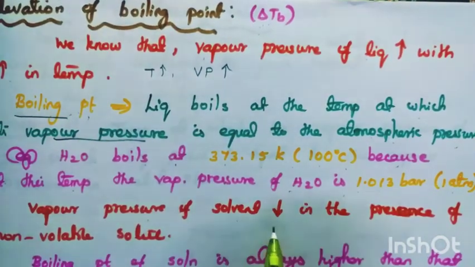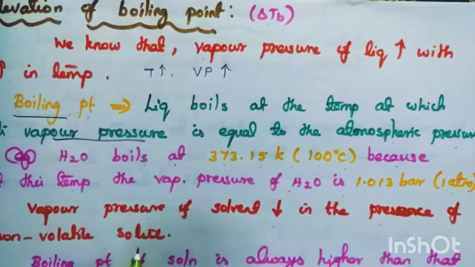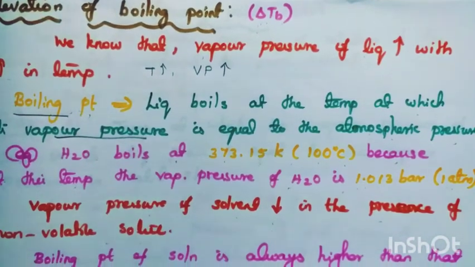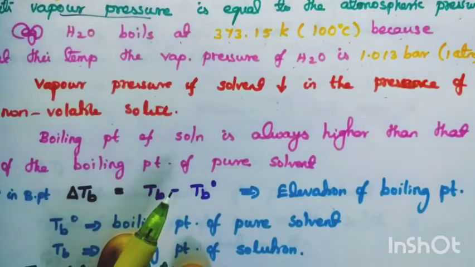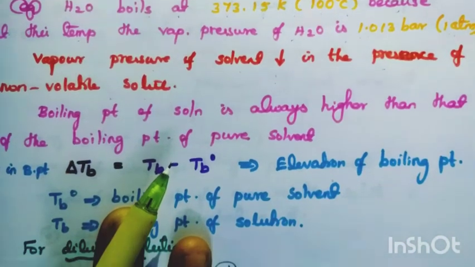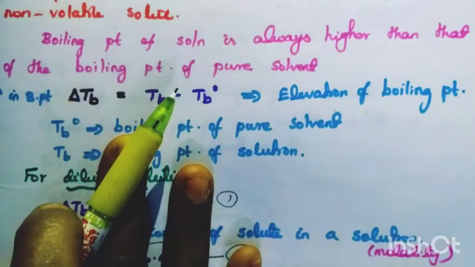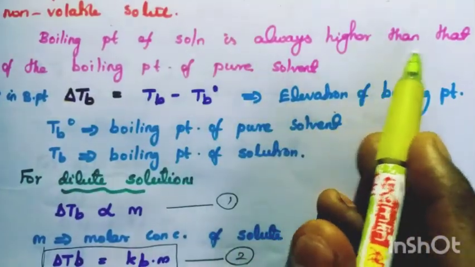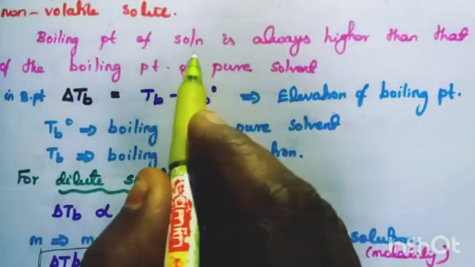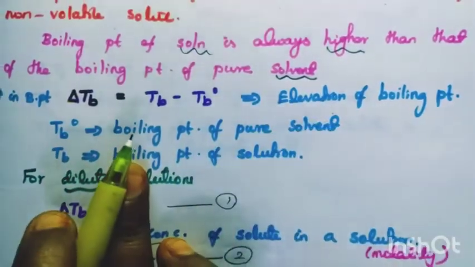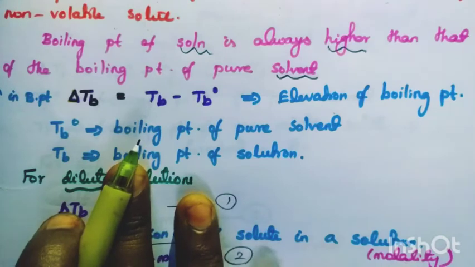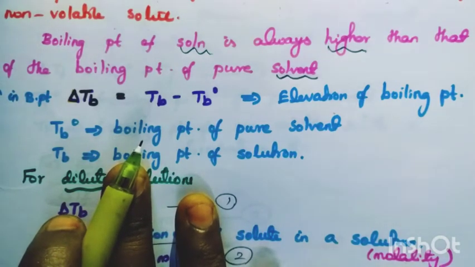So the vapor pressure of the solvent decreases in the presence of a non-volatile solute. That we already discussed. Non-volatile means not easily vaporized, therefore the vapor pressure decreases. Now, what about the boiling point? The boiling point of the solution is always higher than the boiling point of the pure solvent. In vapor pressure, the solvent is higher, but here the solution is higher than the pure solvent.